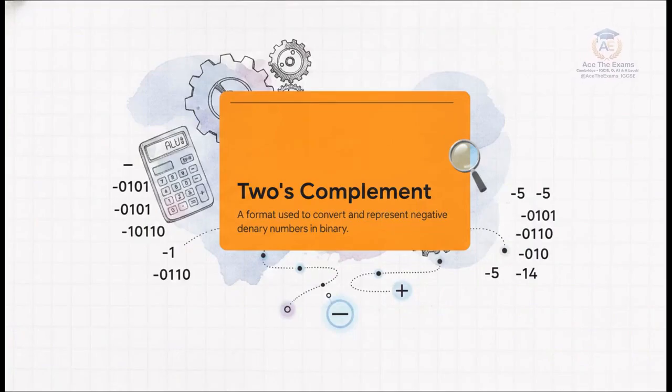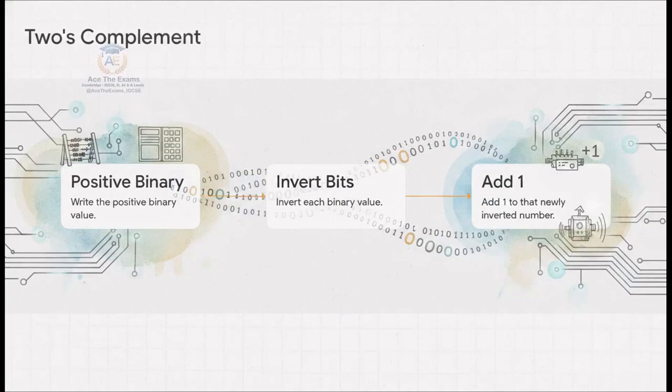Enter an absolutely crucial concept from your syllabus, 2's complement. This is the designated format used to convert and represent negative denary numbers in binary. Think of it as your official mandatory framework whenever you're dealing with negative values in the 0478 syllabus. It's a brilliant mathematical trick that allows the computer's arithmetic logic unit to process subtraction as if it were simply adding a negative number. And here is the mark scheme approved 3-step process for generating a 2's complement number.